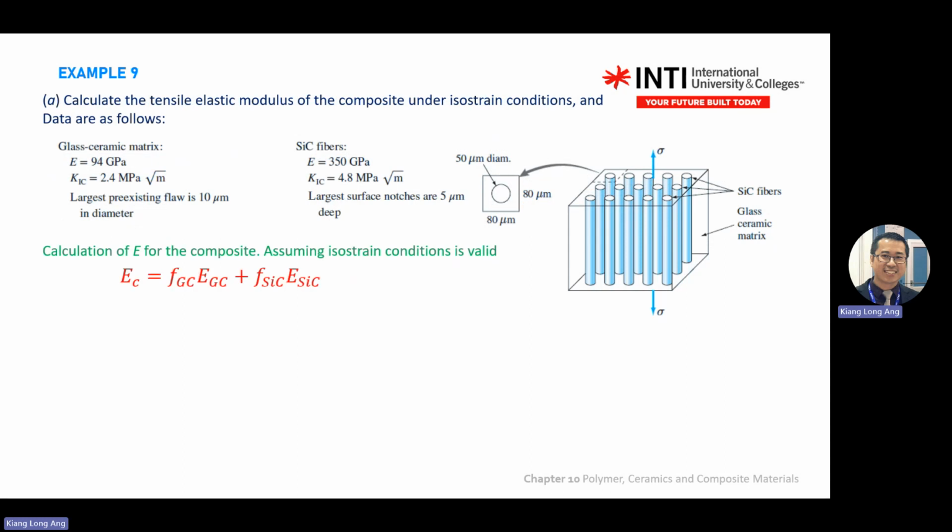So isostress, isostrain. The question already tells you isostrain. So you use E_C equal to, again, this is a small f, you can replace it with capital V, it's the same. So V for matrix and fiber.